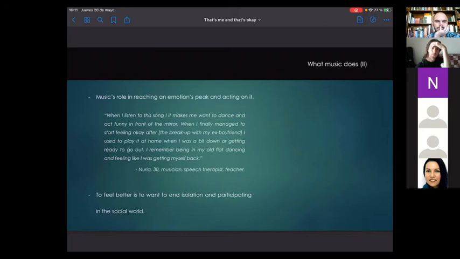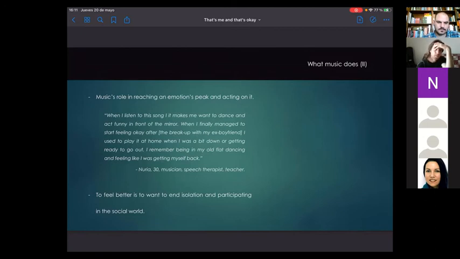In this quote I put here, I find most interesting that Nuria feels like the real Nuria is the one that feels better, the one that feels okay, the one that dances in front of the mirror, and the one who is happy to go out with her friends. She expresses what she wants to be. She wants to be in the mood to socialize and participate in society and keep building bonds with other people.